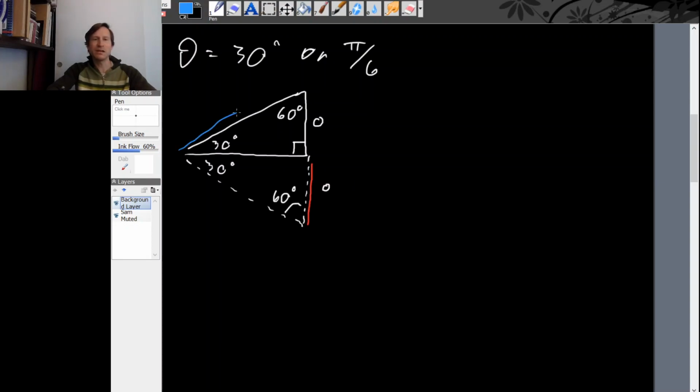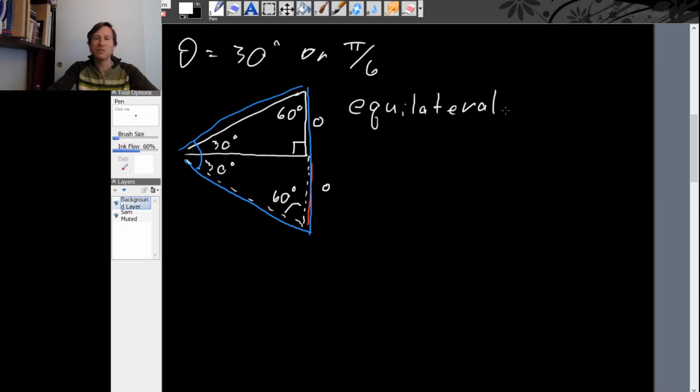If you look at this big triangle here in blue, the top angle is 60, the bottom angle is 60, and the left-hand angle is two copies of 30 degrees, in other words, also 60. So this triangle is equilateral because all of the angles are the same. When all of the angles are the same, that means all the sides are the same as well.